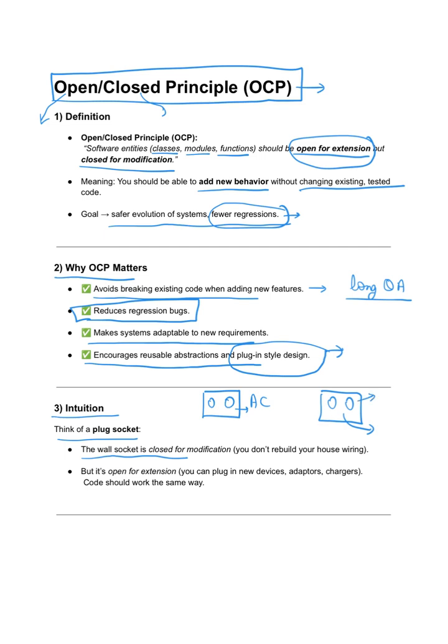That's the open close principle. So WebSocket is closed for modification. You don't rebuild your house wiring again and again, but it's open for extension. You can plug in new devices, adapters, chargers, and the code will work the same.